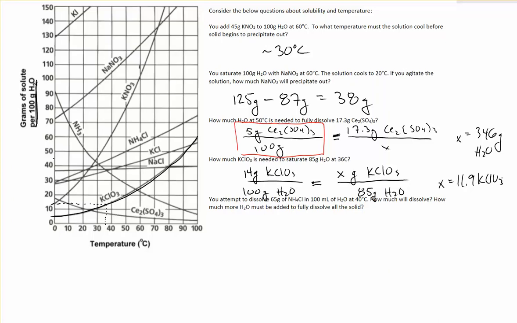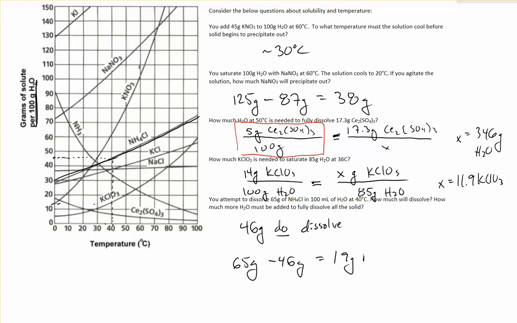Lastly, you attempt to dissolve 65 grams of ammonium chloride in 100 milliliters of water at 40 Celsius. How much actually dissolves, and how much more water will you need? Here's our curve for ammonium chloride. We're at 40 Celsius. So at 40 Celsius, we see that right around 46 grams do dissolve. We attempted to dissolve 65 grams. Only 46 of those grams did, which means that we're still looking to dissolve 19 grams.